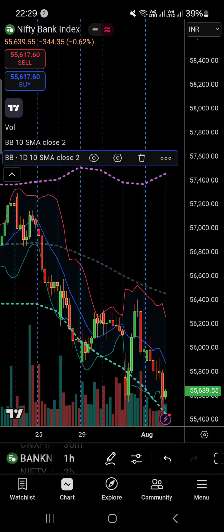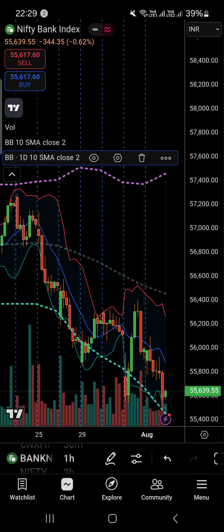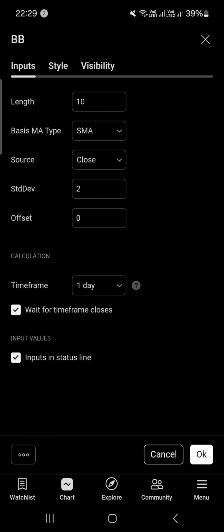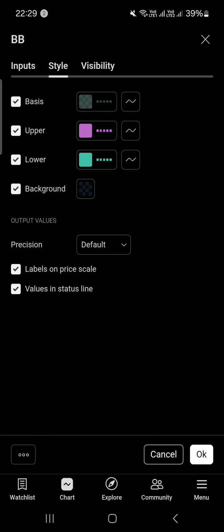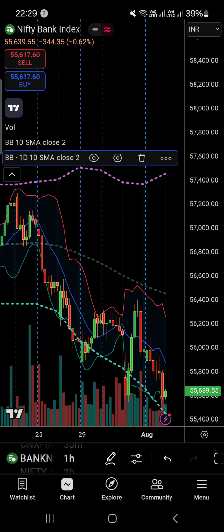Add two Bollinger Bands and in one Bollinger Band change the length to 10. You can keep it 20, but for this experiment I selected 10. The time frame I have set as 1 day and save this. Just change some settings related to the style, just to see it differently. So I have done that.